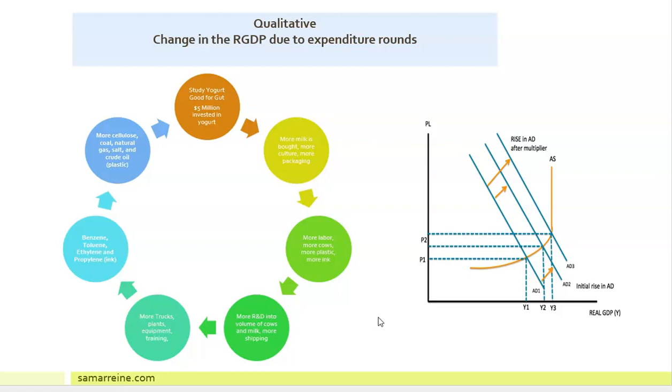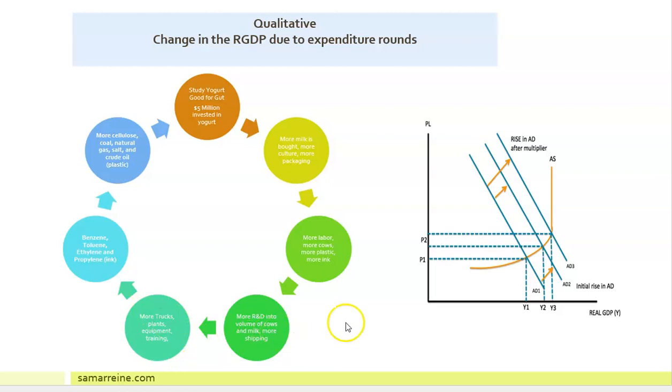You need more ink. You also need more research and development to figure out how to make more volume of milk from each cow and how to maybe make each cow healthier and maybe live longer, right? That requires research and development. And maybe also we need more shipping. If we have more yogurt, we might need more trucks. We might need more shelves to put our product on. Do you see how there is multiple expenditure rounds? But if you also need more shipping, you need more trucks, you need more plants, you need more equipment, you need more training that we are providing the employees.